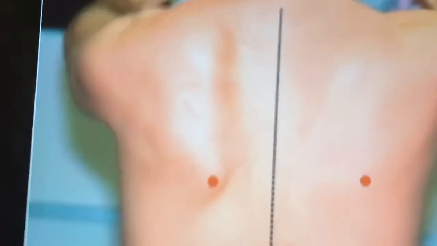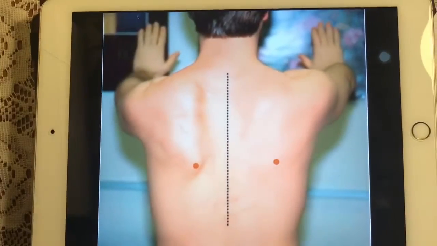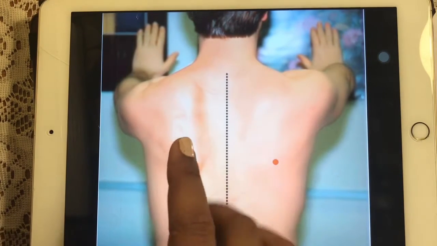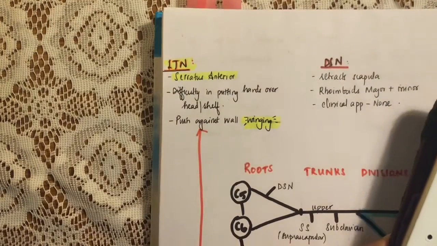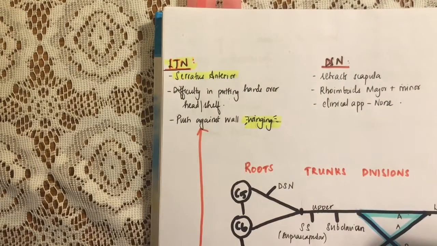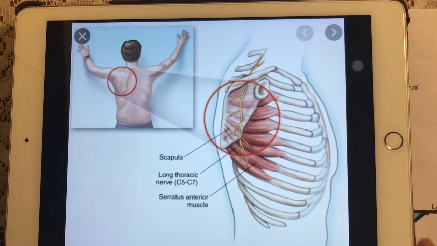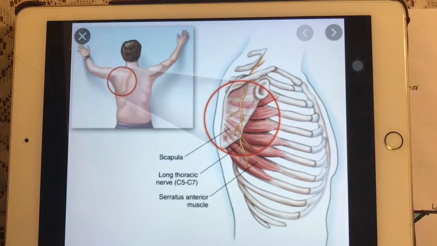Okay, so this is the scapula, and as you can see, on this side the LTN has been injured. So as and when the patient pushes against the wall, there will be winging of that particular scapula. And here we can see what serratus anterior looks like. This is a wing shaped muscle. It's at the side and it takes origin from many ribs. So this is about long thoracic nerve injury.